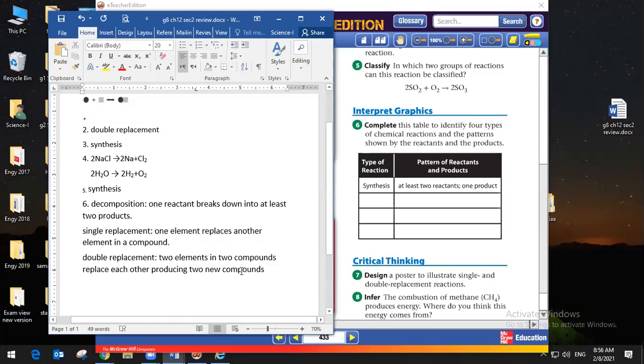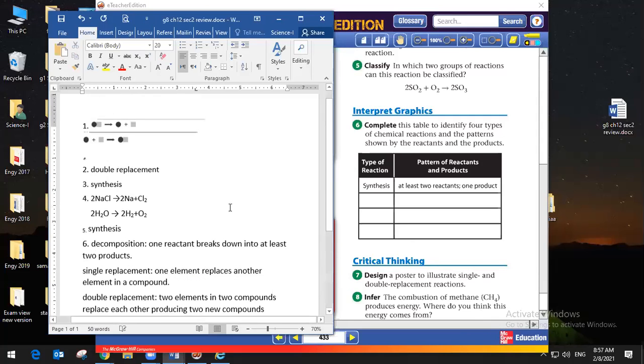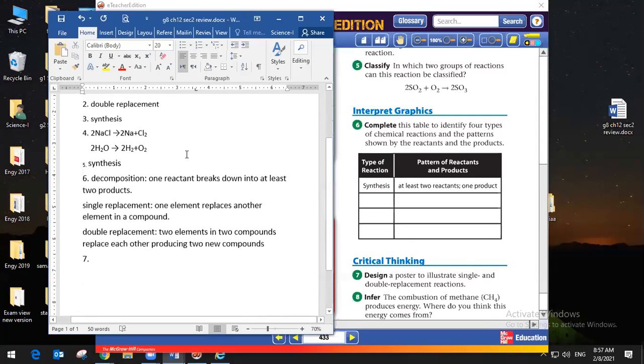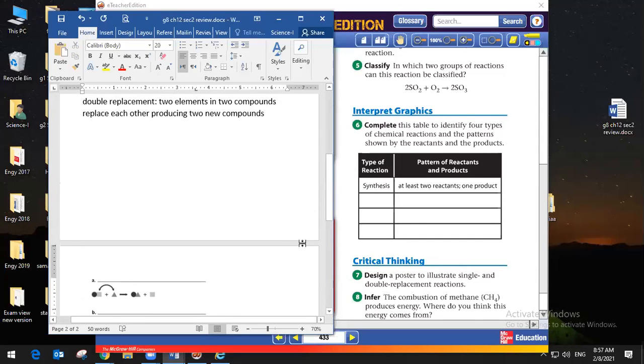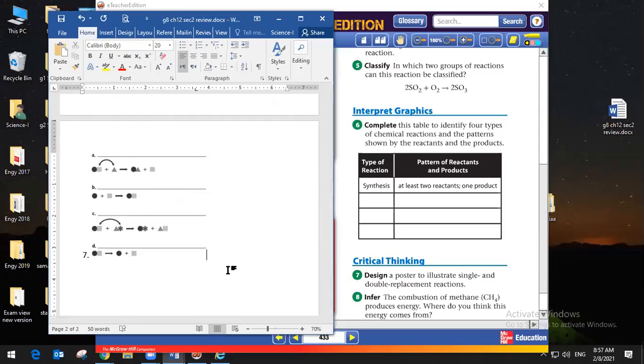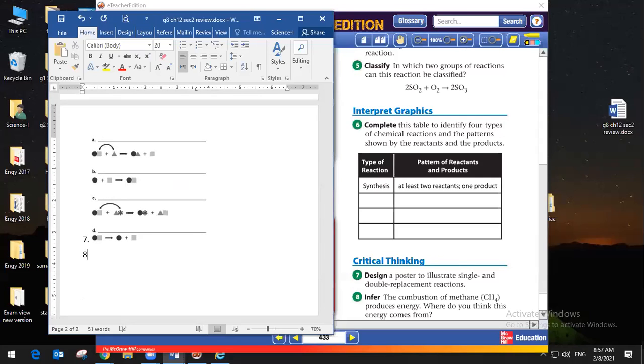Okay, guys, then past question number 7 here. Question 7 asks you to design a poster to illustrate single and double replacement. So it's the same idea as the first one. We're just going to say it looks like this, so we won't repeat it one more time. Then let's pass to question 8.